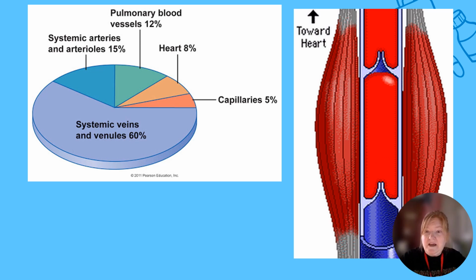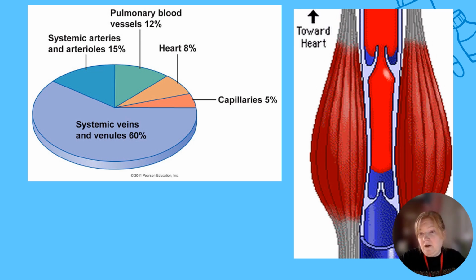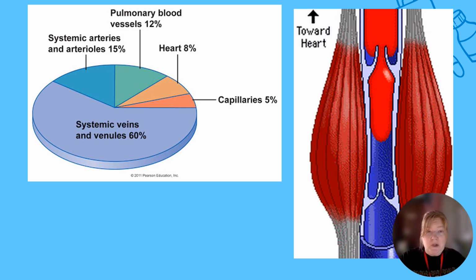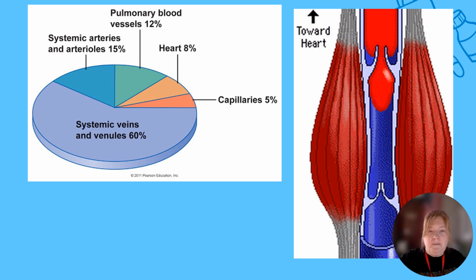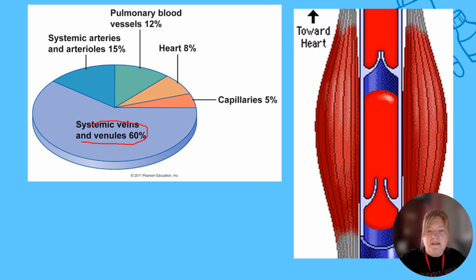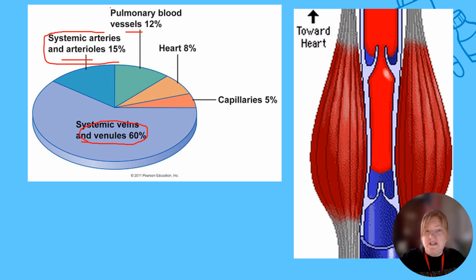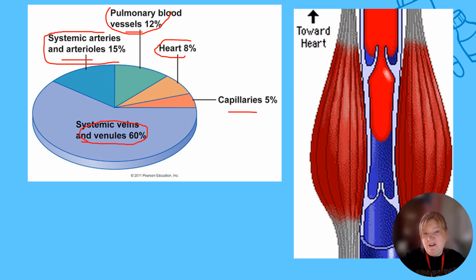Here you can see valves working as your muscles contract involuntarily and help squeeze the blood along. And you can see when we look here for where blood flow is in veins, 60%, and you can see the rest is primarily in, here's your arteries. Here's just pulmonary circulation in your heart and your capillaries. So capillaries is the least.